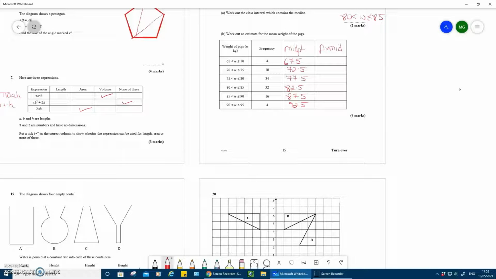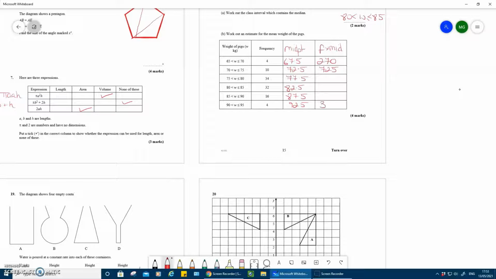Which is not great without calculators, but it can be done. 4 times 67 and a half. 4 times 7.5 is 30. 4 times 60 is 240. So 270. 10 lots of that is 725. 34 lots of that. Oh dear me. 32 lots of that. 16 lots of that. 4 lots of that. Let's do this one.